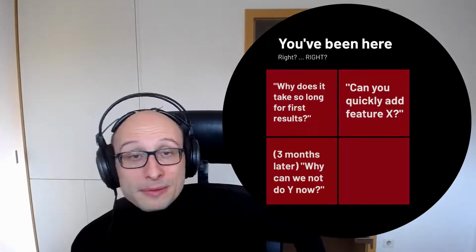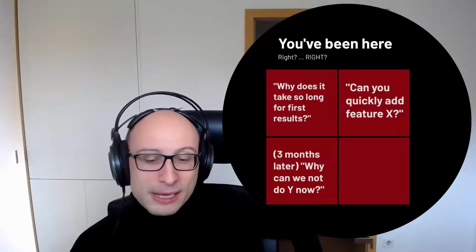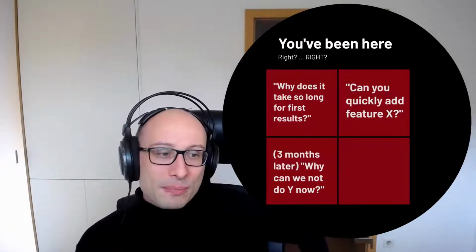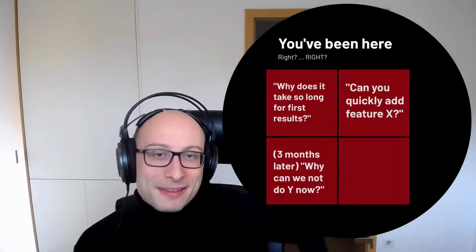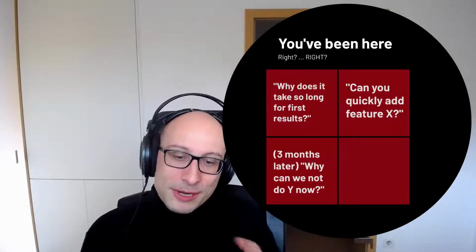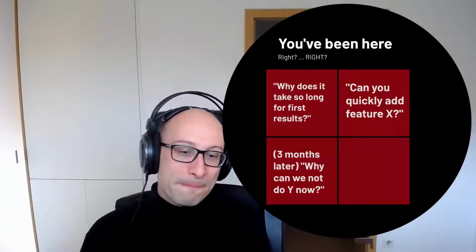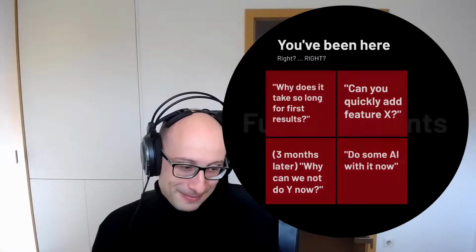Or after the project is done, the client comes back and says, why can we actually not add feature Y now? We're trying our best, but it's not possible. The reason is that we didn't structure the model well. We didn't structure it in a way that you can actually add another chimney on top of it. It will topple over. And then if your client just says, do some AI with it now, that's a whole different topic. Let's not go there.